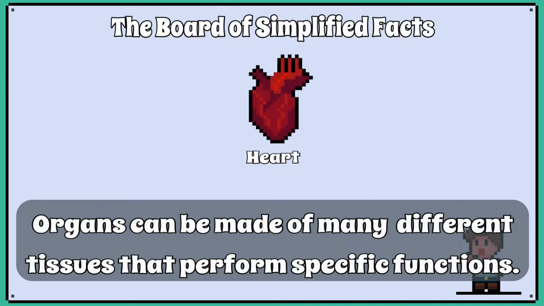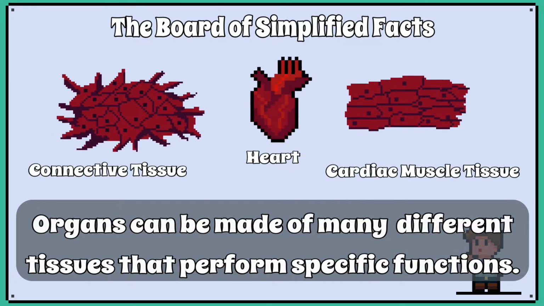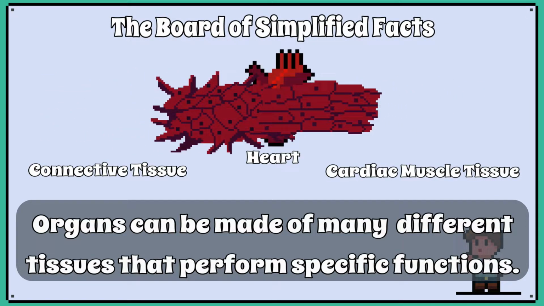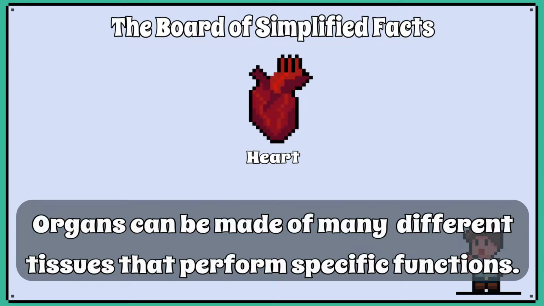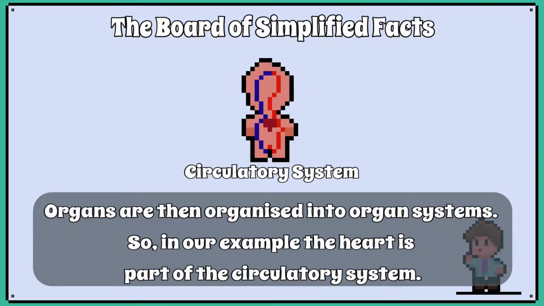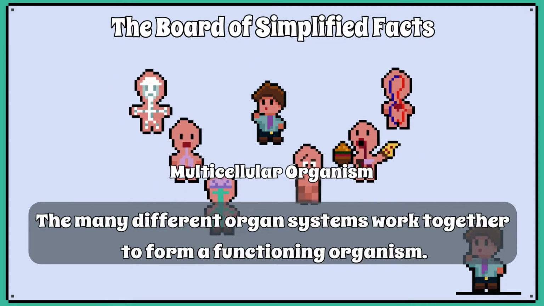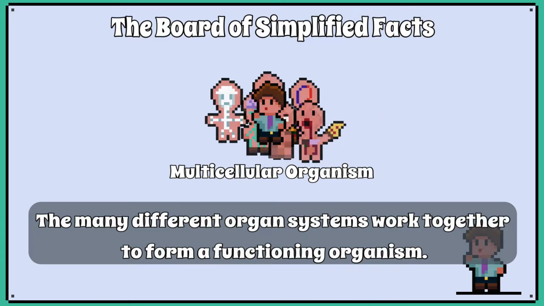Organs can be made of many tissues that perform specific functions. The heart needs many different types of connective and muscle tissues working together so that the heart can act as a pump. Organs are then organized into organ systems. So in our example, the heart is part of the circulatory system. The many different organ systems work together to form a functioning organism.